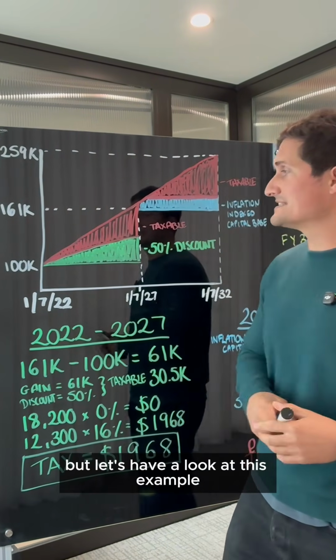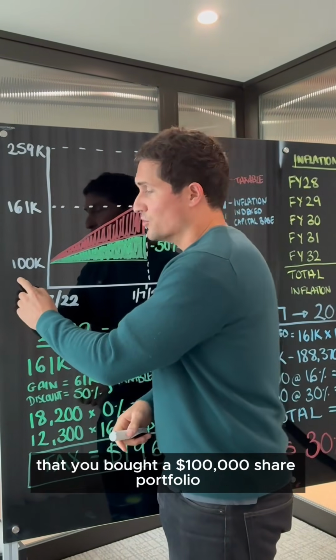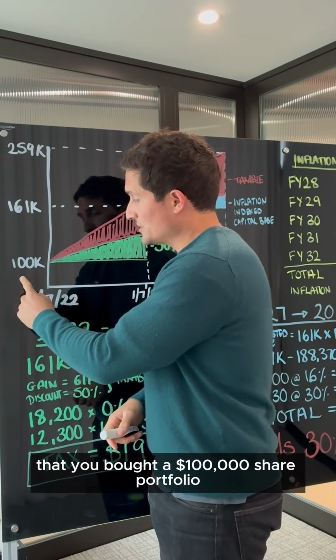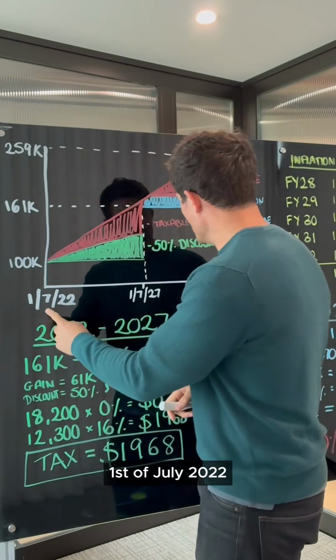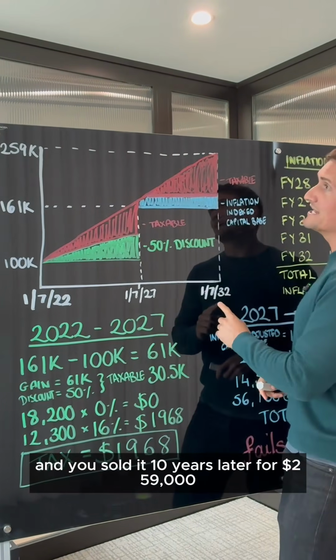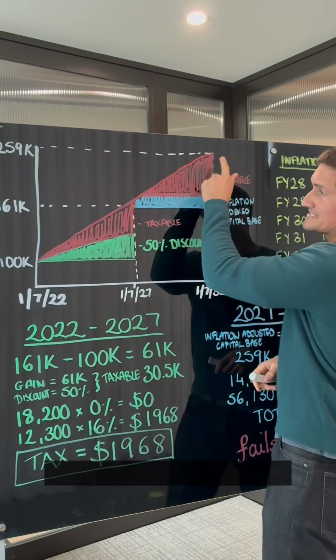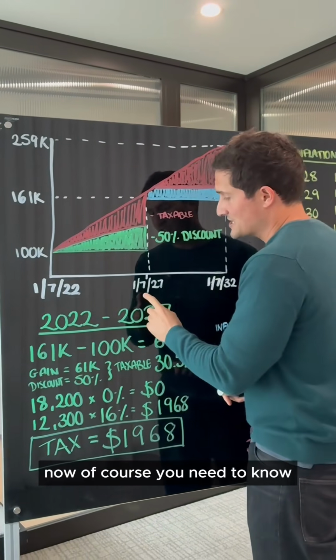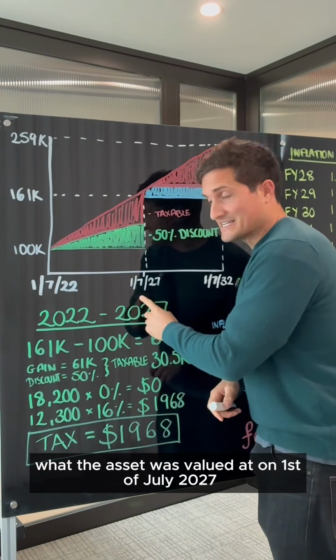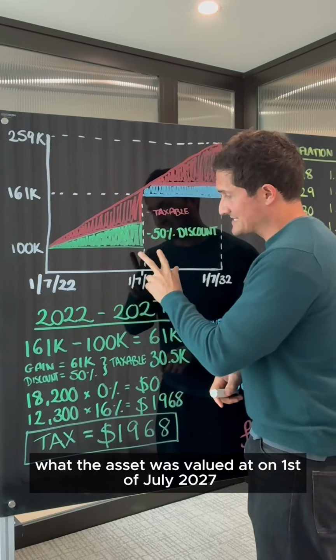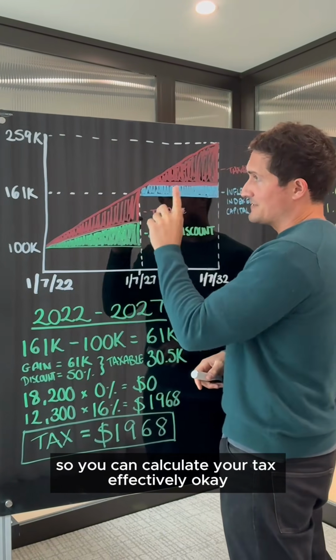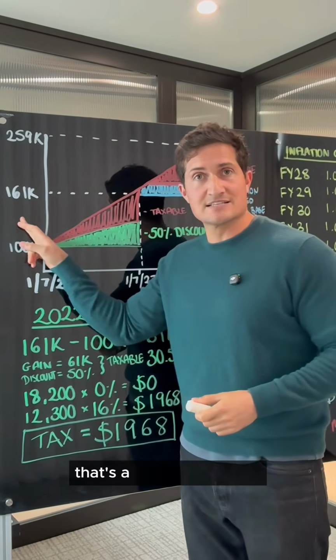But let's have a look at this example. We're going to assume that you bought a $100,000 share portfolio on 1st of July 2022, and you sold it 10 years later for $259,000. That's a 10% annual growth rate. Now, of course, you need to know what the asset was valued at on 1st of July 2027 so you can calculate your tax effectively, okay? And yes, for you nerds, that's a logarithmic chart.